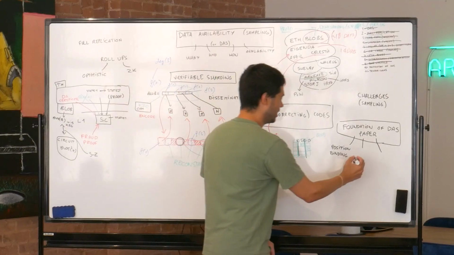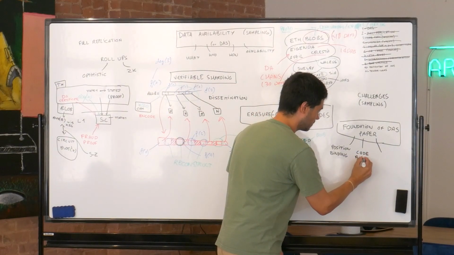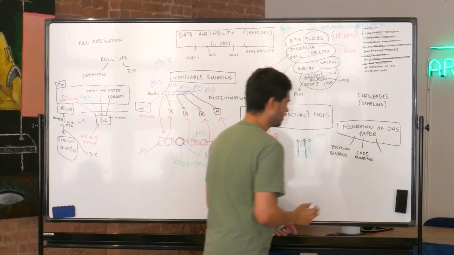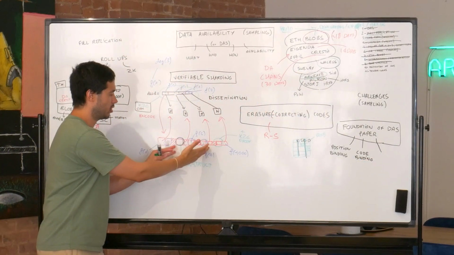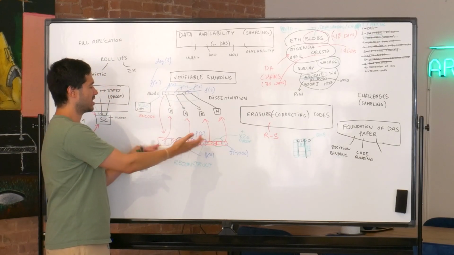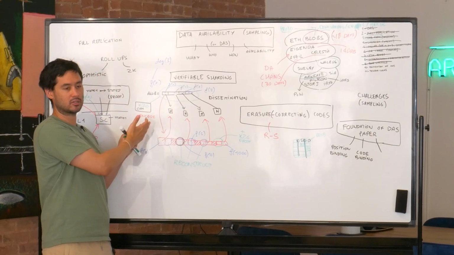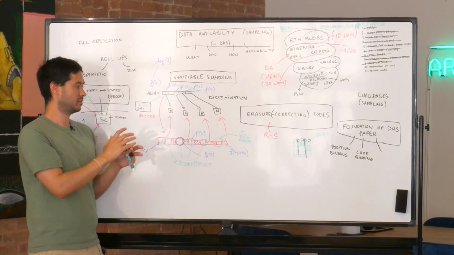Position binding. Then they have code binding. To me, this is the one that was a bit more confusing. Basically, if you open a bunch of positions here, and it gives you something that's not a proper encoding, then that's a problem. Then you broke the code binding property.